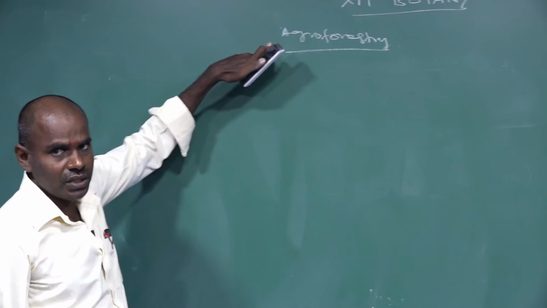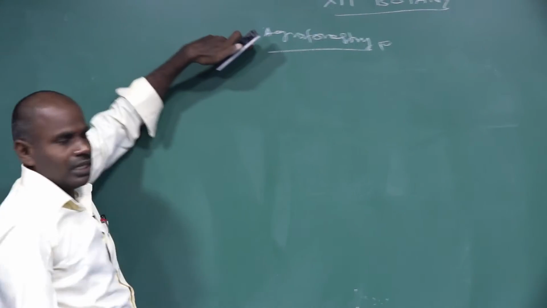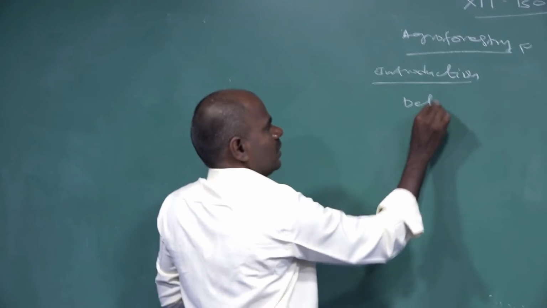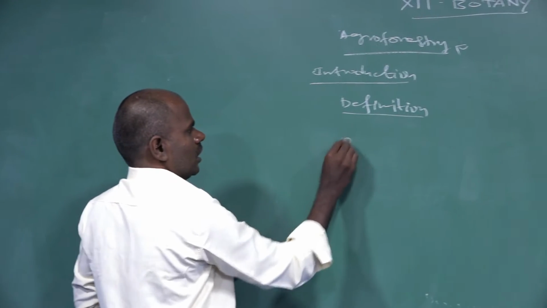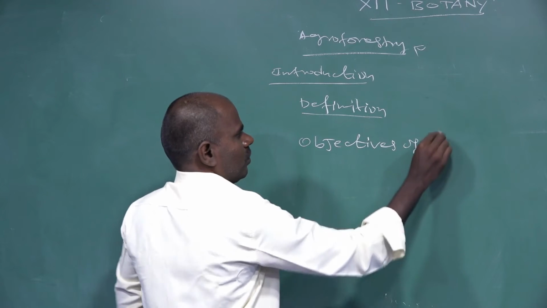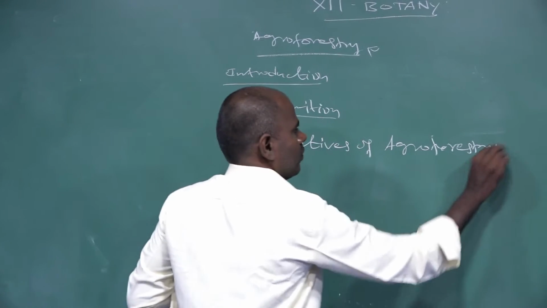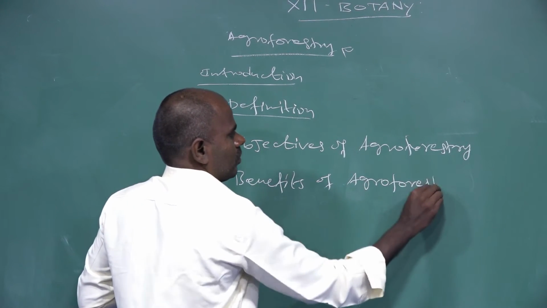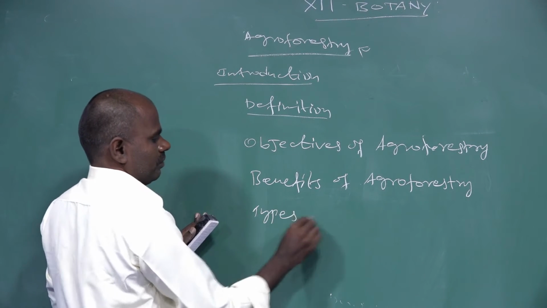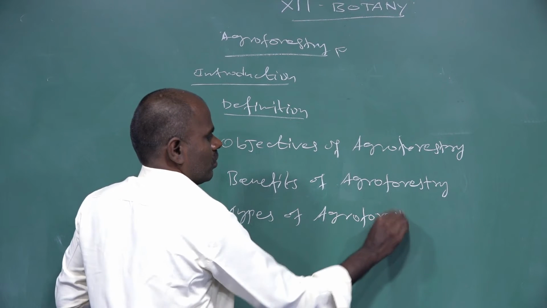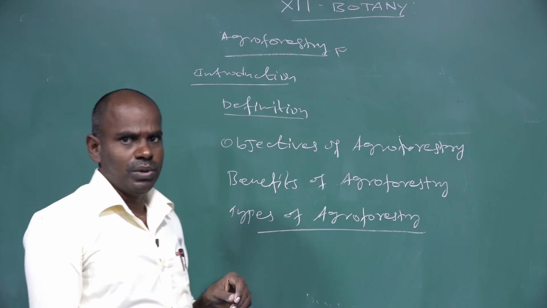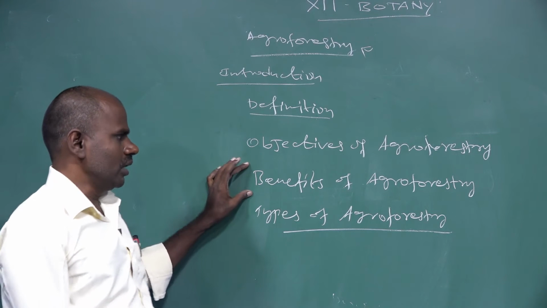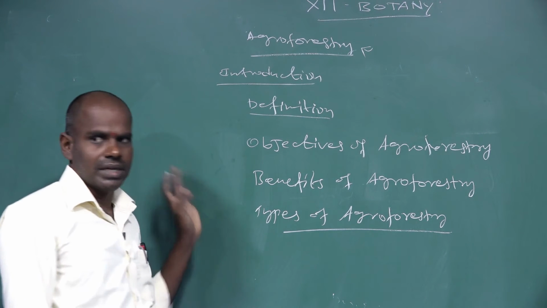First of all, I will discuss only agroforestry in the total syllabus. Why do we study agroforestry in the botany syllabus? The first topic is introduction, the second is definition, the third is objectives of agroforestry, the fourth is benefits of agroforestry, and the fifth is types of agroforestry.